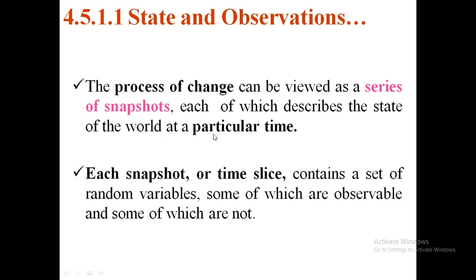But our relevance is with the particular time only. Right or wrong? So each snapshot or time slice contains a set of random variables, some of which are observable and some of which are not. So what the author wants to convey is about each snapshot or time slice. At some time, some variables we have to observe. For example, for today, the sugar level is 120. Now, what is the evidence? Because we measure the sugar level with the device, we can get the sugar level. So the variable is sugar, the evidence is the level.